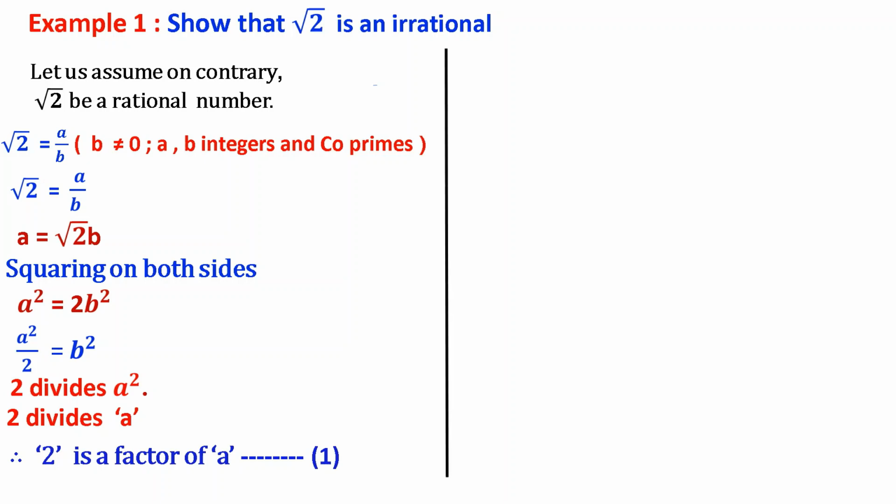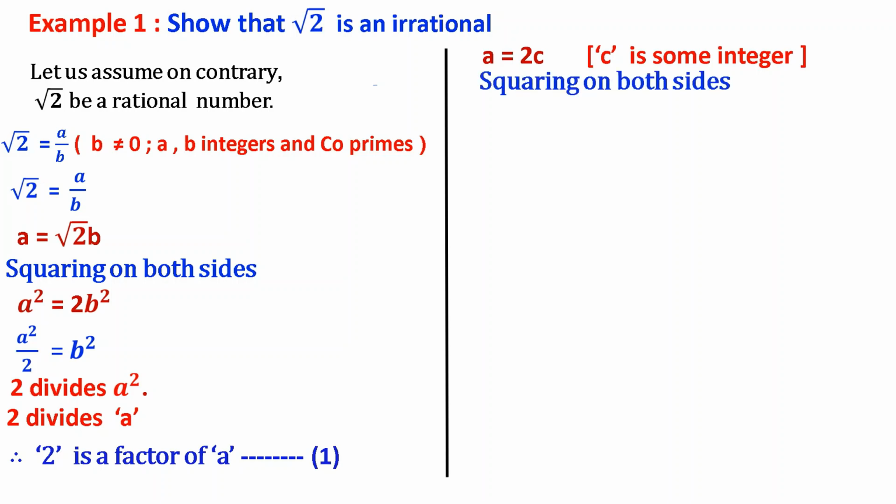Now in equation number 1, 2 is a factor of a. It means 2 completely divides a. So that's why a can be expressed as a is equal to 2c, where c is some integer. It means a quotient part. So again squaring on both sides we get a square is equal to 2c whole square.